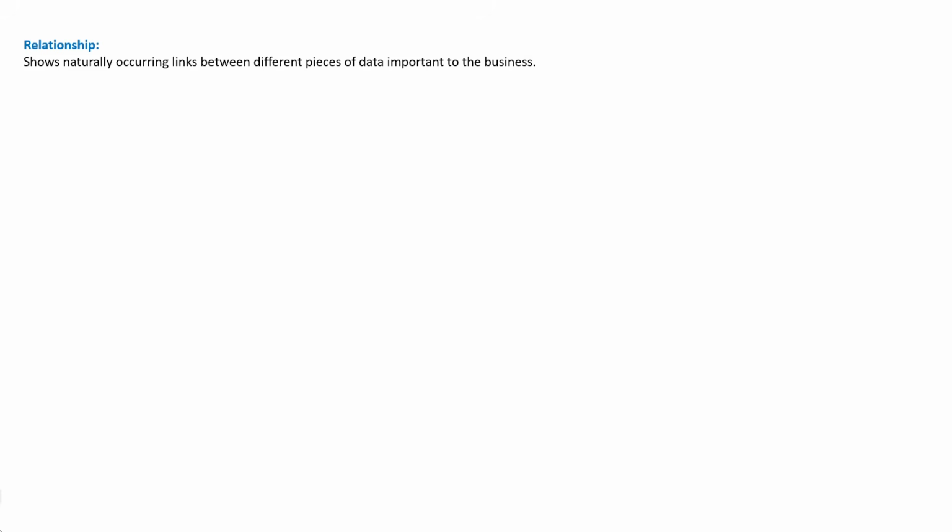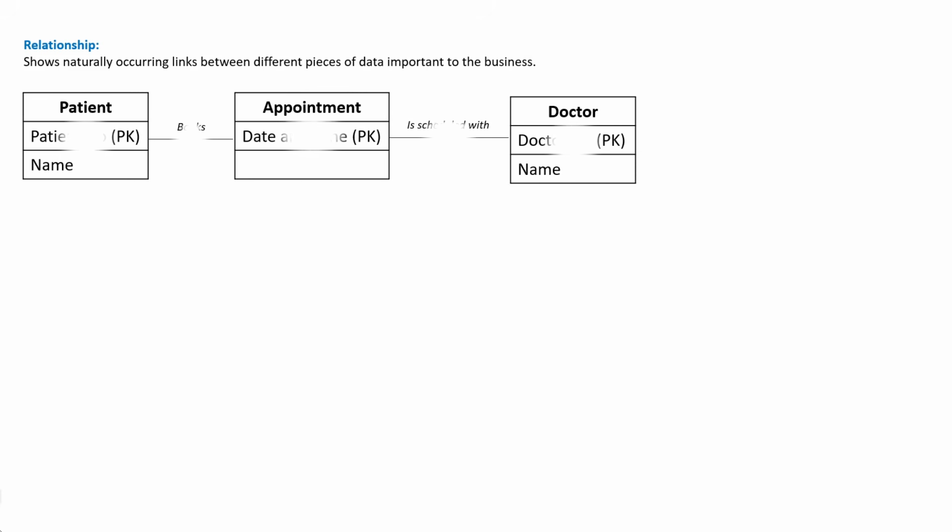Then the next thing we need to look at is the relationship between entities: how these entities are linked, how they work together, how the data that we capture within them relate to each other. For now, I've just drawn connecting lines with a descriptive text above it to explain the relationship between them. So a patient books an appointment, and an appointment is scheduled with a doctor.